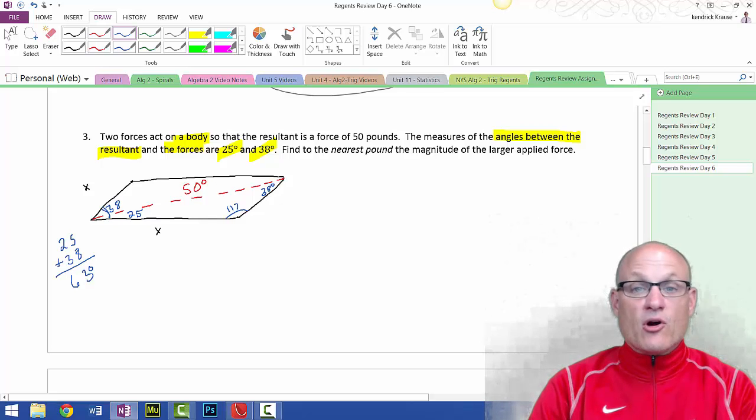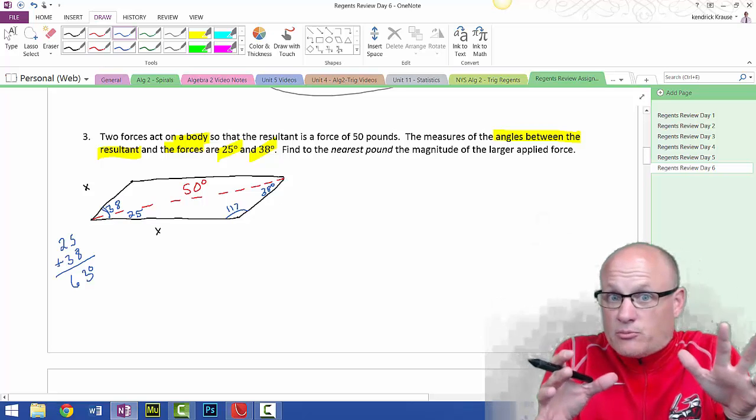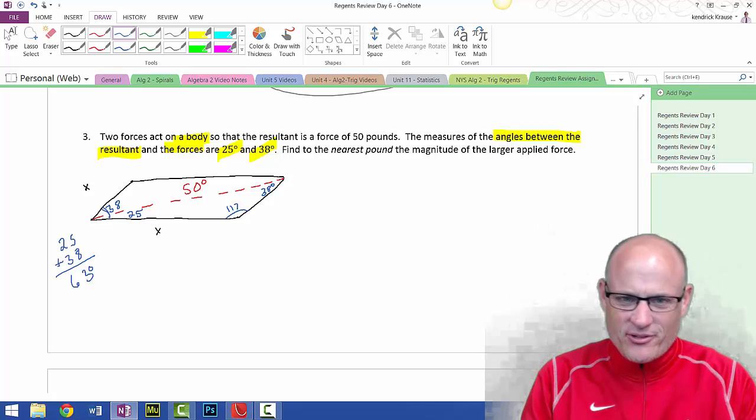Or you can remember alternate interior angles from geometry. But every time I say the word geometry, everybody goes, proofs. No more proofs. I don't want to do proofs. I got it. We're not doing proofs.